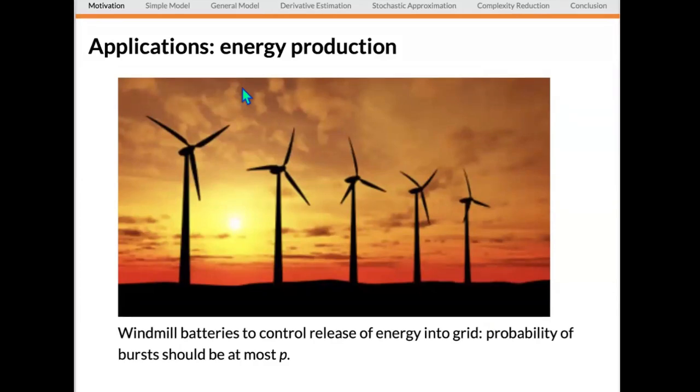Another application came when I was working here with Owen Jones at Melbourne University, and this was CSIRO. They wanted to look at wind farms and batteries. We were working on that together. The windmill batteries have to control how they release energy, because they need to avoid bursts. And of course, in wind farms, wind is very bursty. So this is a real problem, and they wanted to avoid the bursts and surges in electricity that cause problems.